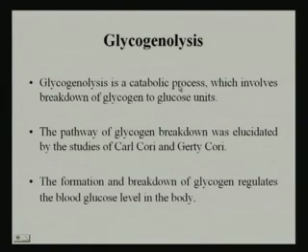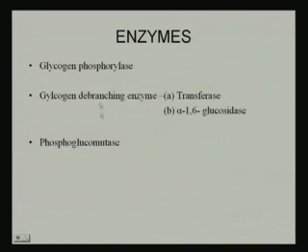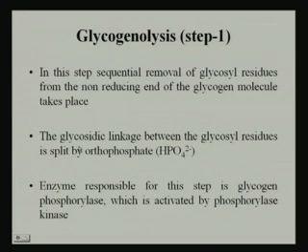Glycogenolysis is a catabolic process which involves the breakdown of glycogen to glucose units. The pathway of glycogen breakdown was elucidated by the studies of Cori and Cori. The formation and breakdown of glycogen regulates the blood glucose level in the body. Three enzymes play a very crucial role in this glycogen breakdown process: glycogen phosphorylase, the glycogen debranching enzyme, which is again divided into two, one called the transferase and another the alpha 1,6 glucosidase, and the third one, phosphoglucomutase. These three enzymes play a significant role in this process.